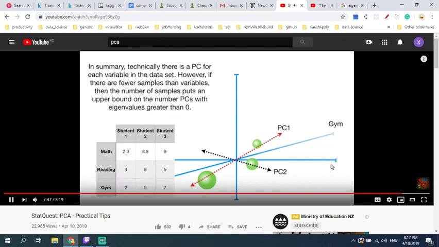In summary, technically, there is a PC for each variable in the dataset. However, if there are fewer samples than variables, then the number of samples puts an upper bound on the number of PCs with eigenvalues greater than 0.